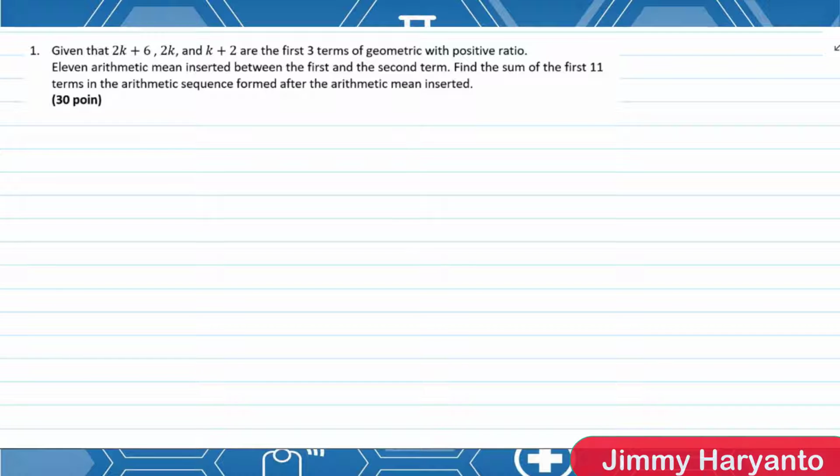Okay guys, this is the solution of your test number 1. Given that 2k plus 6, 2k and k plus 2 are the first three terms of a geometric sequence with positive ratio. Okay, so for this one, we will take a look at this term is a geometric. If you find this kind of problem, you have to find the ratio first.